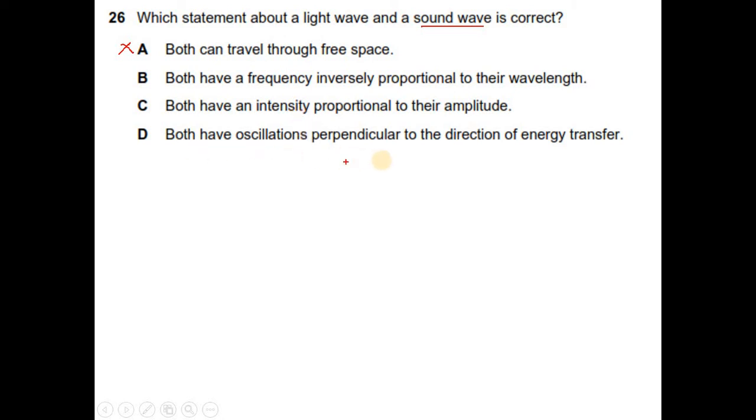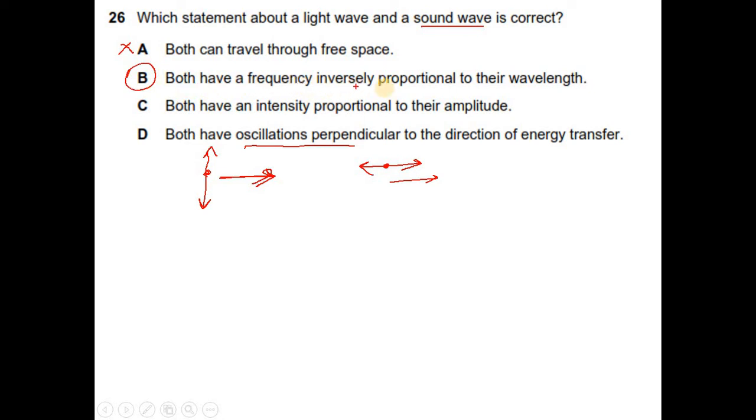And both have oscillation perpendicular to the direction of energy transfer? No. In a transverse wave, oscillation is perpendicular to the direction of motion, and this is electromagnetic waves. While for sound waves, oscillation is parallel to the direction of travel. That's the difference between transverse and longitudinal waves or compressional waves. So electromagnetic waves are transverse waves. Sound waves are mechanical waves, so this is an incorrect statement for both. So B is your right option.